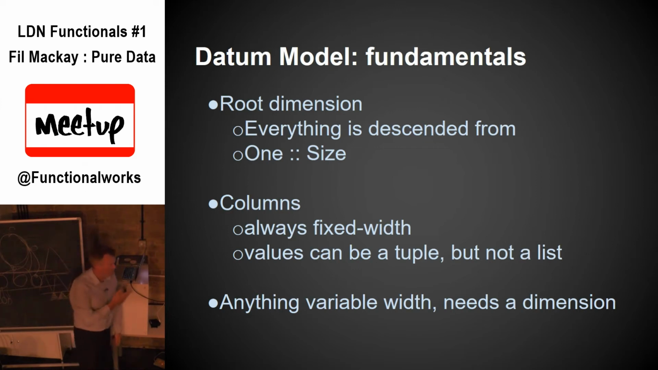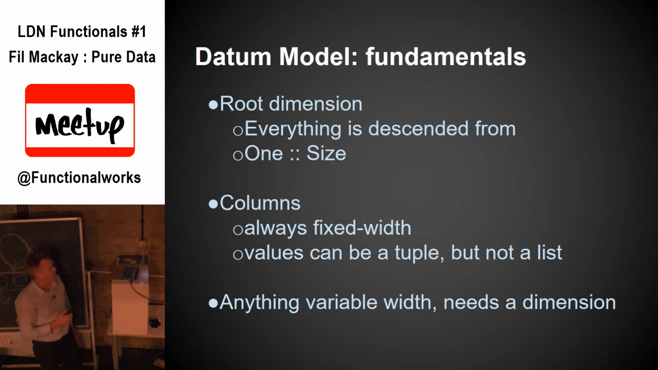Okay, so the fundamentals I mentioned before. The root dimension always has size 1, and everything always starts from the root dimension. I hadn't mentioned this. The columns, they're always fixed width. So you can't have a string column. That actually doesn't exist. You have a character column, and that character column can be in a subdimension, meaning you can have a variable number of them. So that's the way you actually store a string.